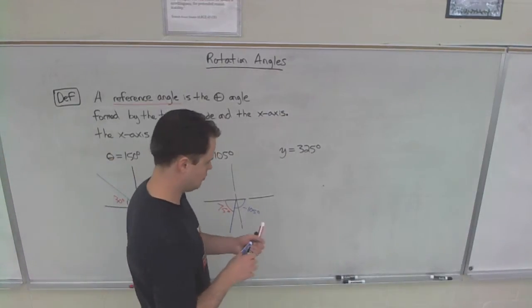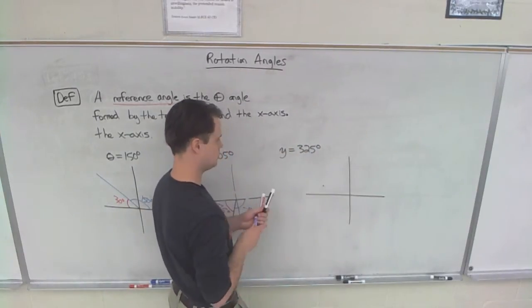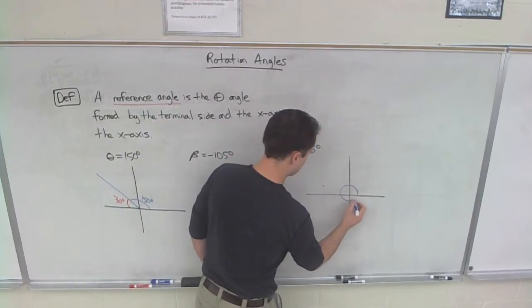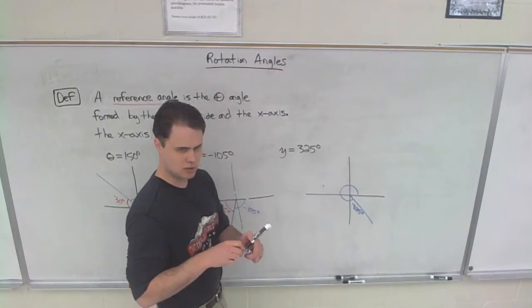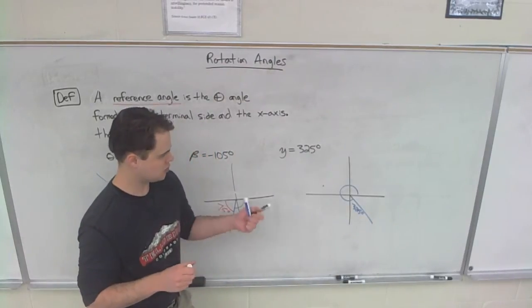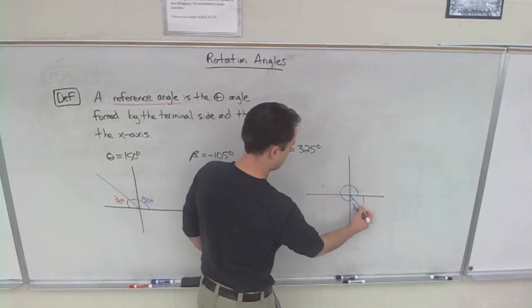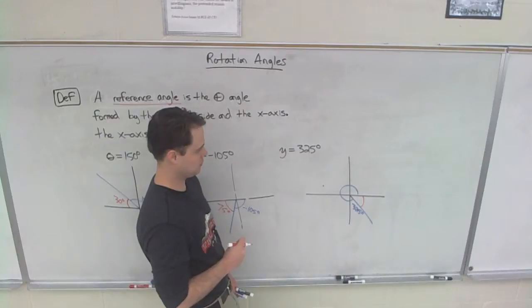So 325. Let's see. Mr. Calgill, can you tell me which quadrant is that going to be in? It's going to be in the fourth. Yep. So we'll go like this. Somewhere over there. There's 325. That whole thing. So what do we think? Mr. Willis, reference angle? Right there. Yeah, he's pointing right. And what have you got for it?